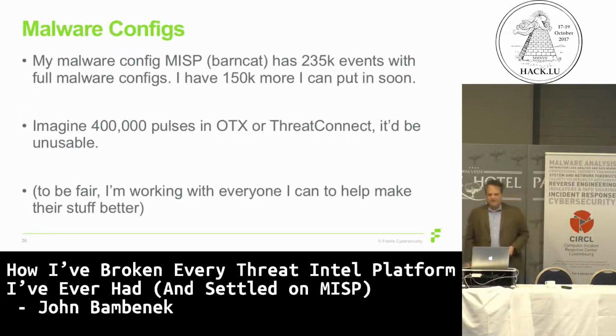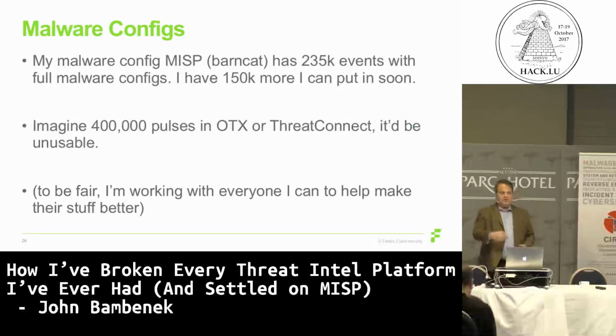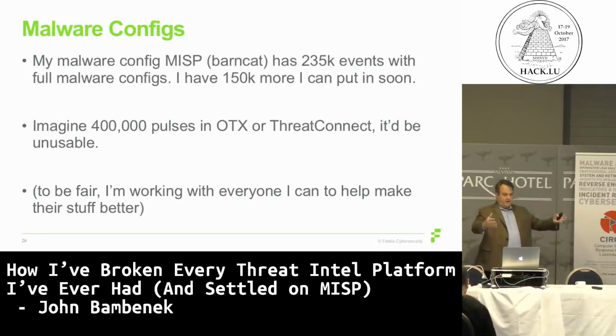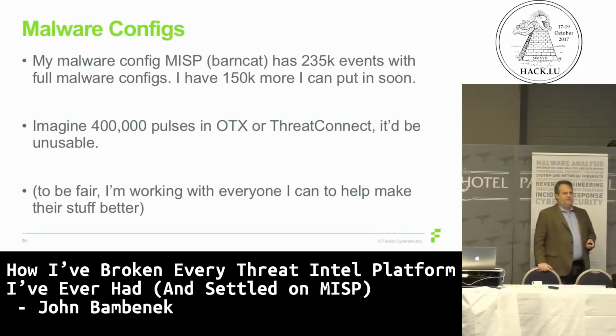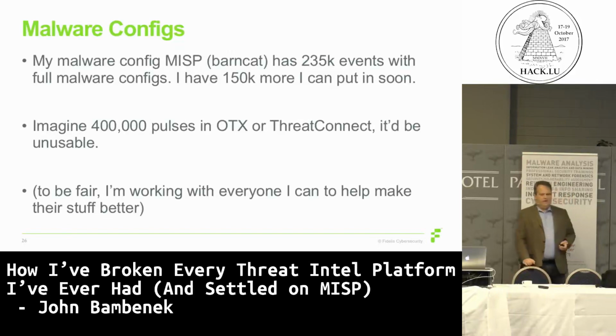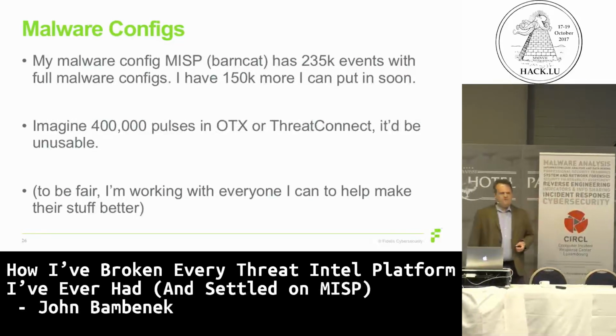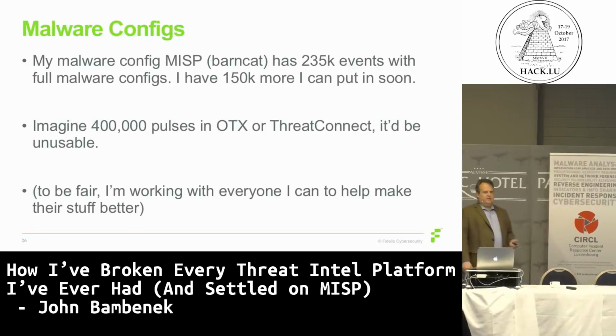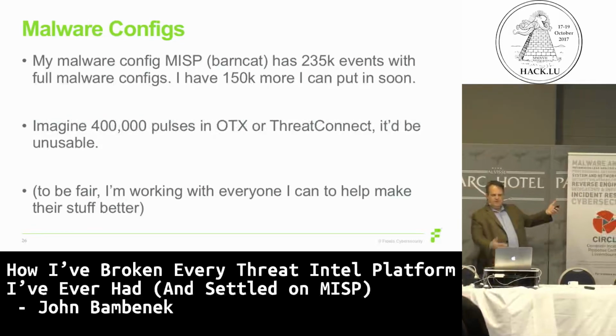Which is why ultimately I settled on MISP for the malware config stuff, where I can create an event. An event is a given piece of malware. Here's all the configuration items for that malware. I keep the raw data to do that correlation work, right? There's about 235,000 samples in there today. I'm waiting to put in about 150,000 more samples once I finish cleaning up some coding on my end, right? But I can't create pulses or ThreatConnect little buckets for 400,000. That would be unusable, right?